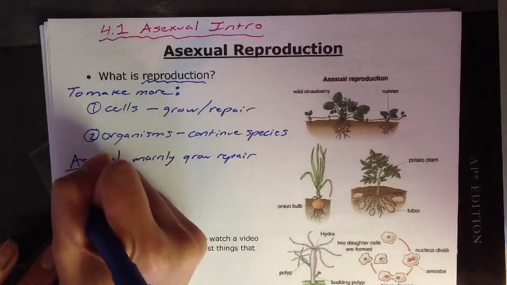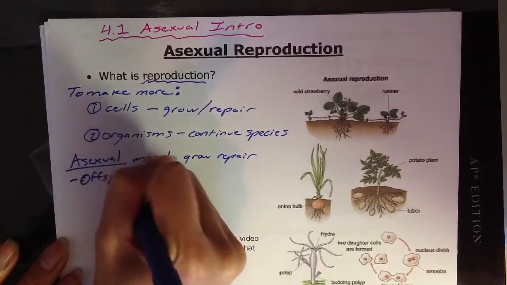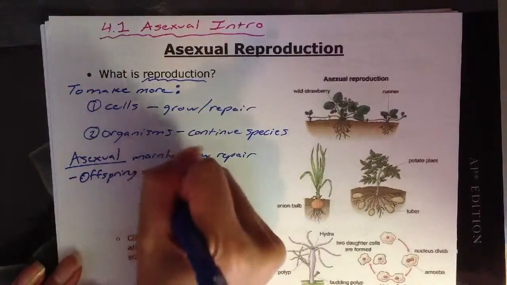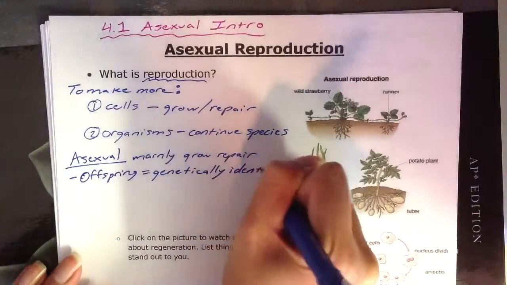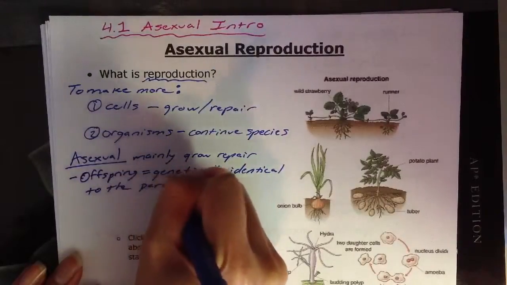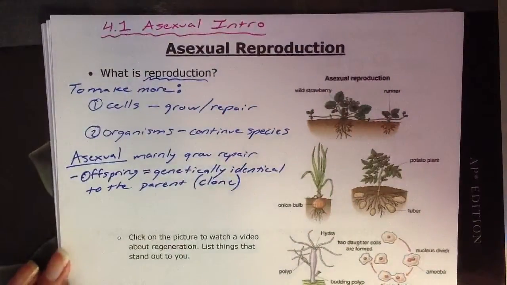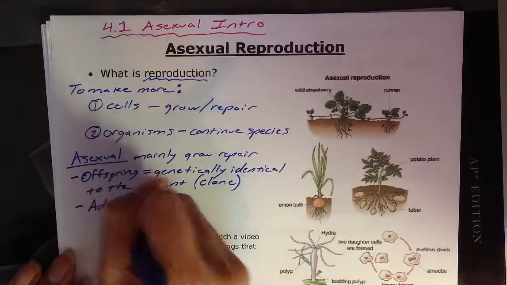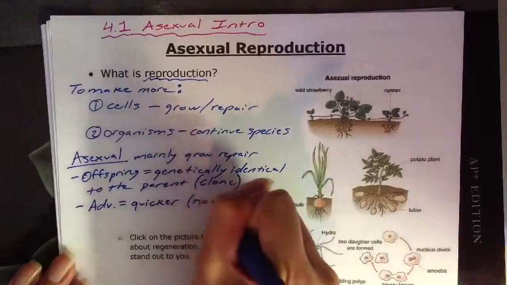But we can make more offspring. The interesting thing is when you reproduce asexually, the offspring are going to be genetically identical to the parent. And a lot of times we'll refer to this as a clone of the parent. Okay? A benefit or an advantage of asexual reproduction is that this is a quicker process because you don't need to find a mate.